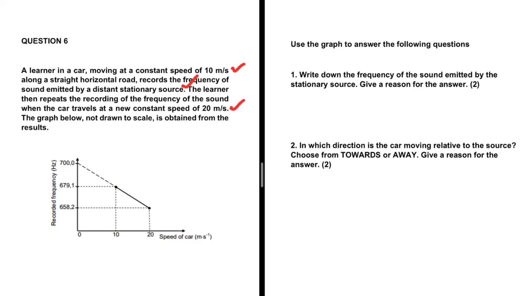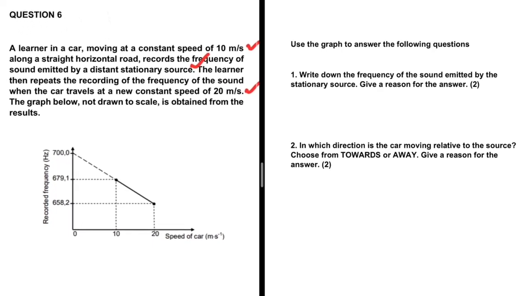So let's go ahead and analyze this graph. On the x-axis, we have the speed of the car in meters per second. And then on the y-axis, we have the recorded frequency, or the frequency experienced. That will be fL, the frequency observed by the listener. So let's analyze this graph. When the speed of the car is 0 meters per second, the frequency recorded is 700 hertz. We're going to come back to that.